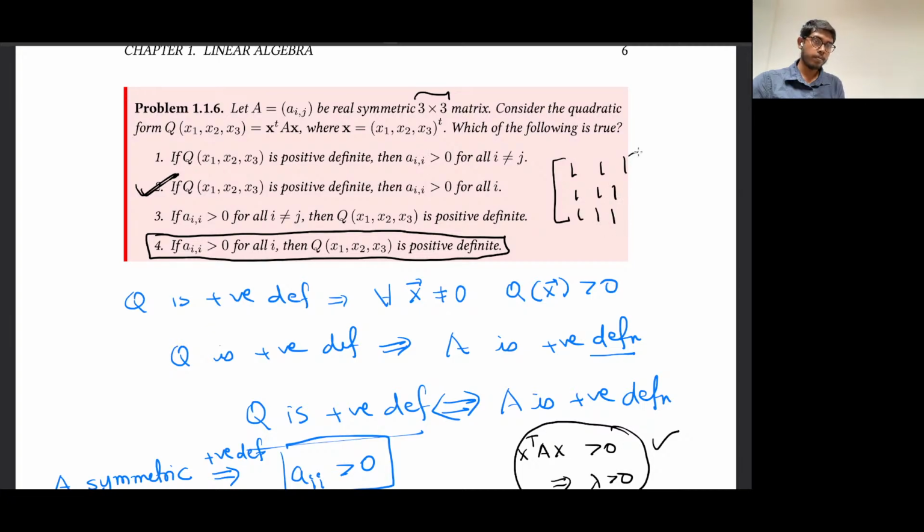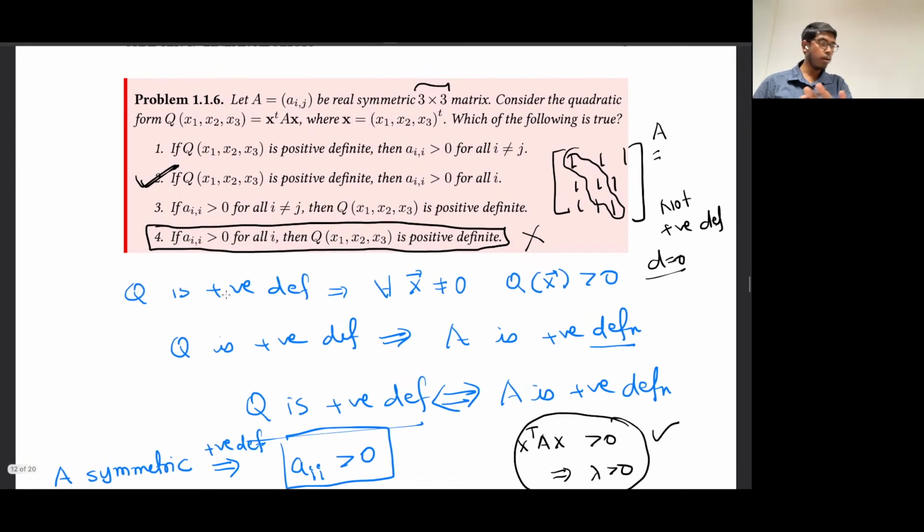1, 1, 1, 1, 1, 1. If I construct this matrix as A, this is my A. Clearly, all the diagonal entries are greater than 0. This is a symmetric matrix, but this is not positive definite, because the determinant of this is 0, and hence one of the eigenvalues is 0, and therefore this is not a positive definite matrix. So this option is false. Okay, got it. Yes, right, 0 is an eigenvalue. So this completes part B.